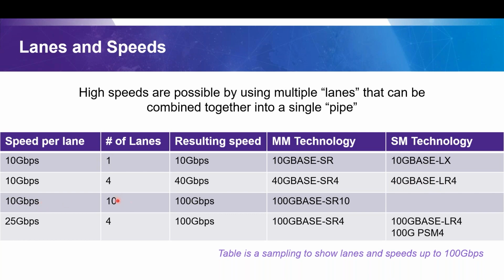Here's another example. This is 10 lanes. So this would be a 24 fiber MPO cable. So 10 lanes of transmit, and we would need 10 lanes for receive. So 10 lanes at 10 gig, we're getting 100 gig or 100GBASE-SR10. And then here's another example, using 25 gig, 4 lanes, 100 gig.